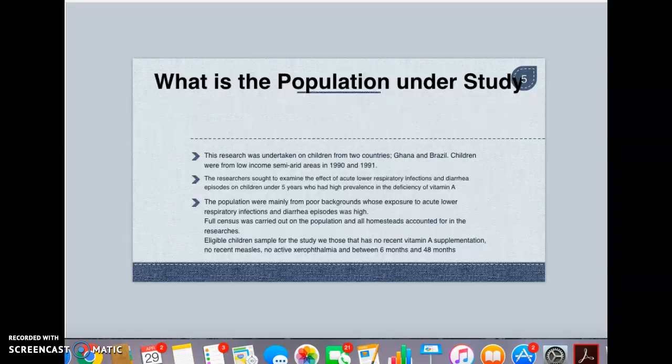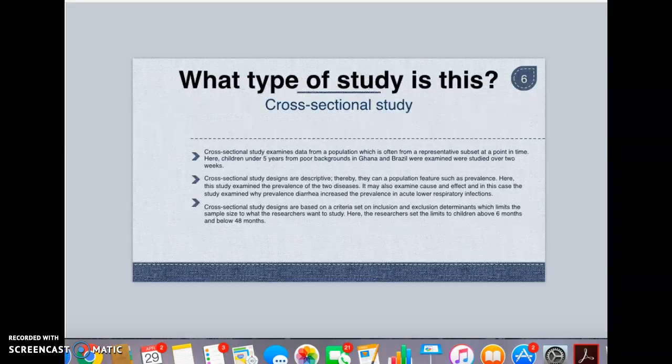So, what type of study is this? I chose, this is a cross-sectional study, rather. A cross-sectional study examines data from a population, which is often from a representative subset, at a point in time. Here, children under 5 years from poor backgrounds in Ghana and Brazil were studied over 2 weeks.